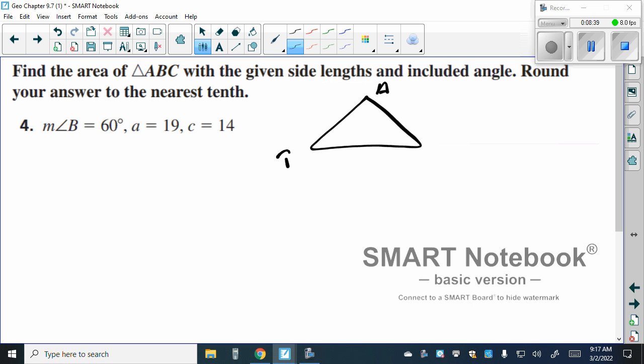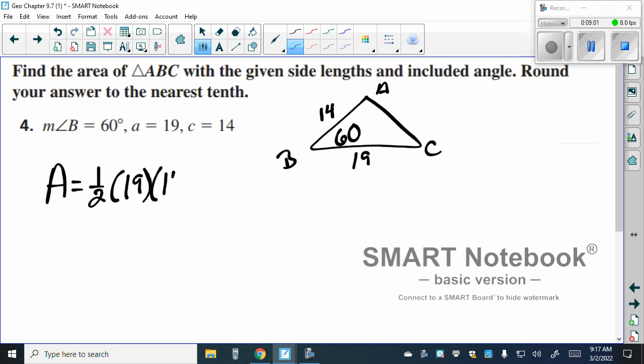A, B, C. Side opposite angle A is 19. Side opposite angle C is 14 and B is 60. Oh, we do have two sides with the angle in the middle. So the area for this is equal to 1/2 of 19 times 14 times sine of 60. Yeah, because we'll be dealing with square root of 3 over 2. Say it one more time.